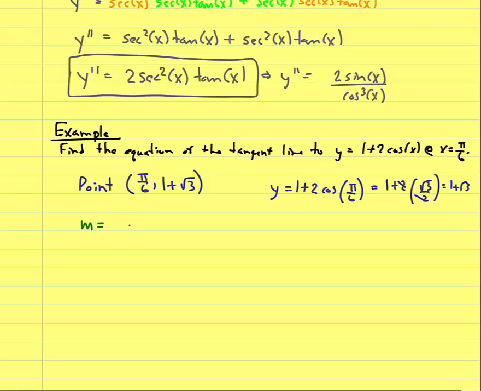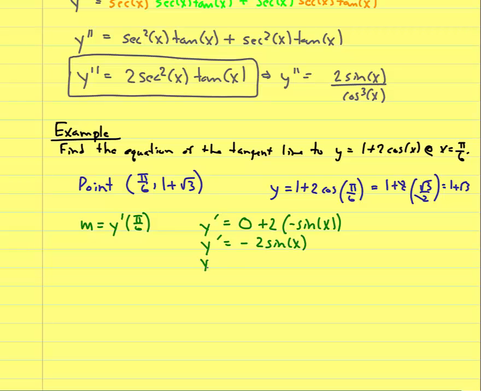The slope would be y prime evaluated at pi over 6. Well, let's go ahead and find y prime first. So the derivative of 1 is 0. I drag along the 2. The derivative of the cosine is a negative sine. So simplifying, of course I just have a 0 here. These are prime marks. I need to make sure they look more like prime marks. 0, of course, is 0. 2 times a negative sine x is a negative 2 sine x.